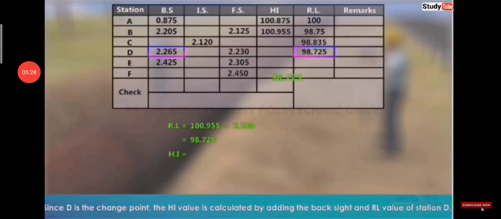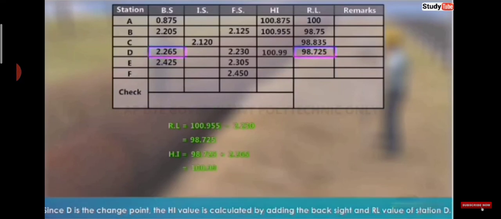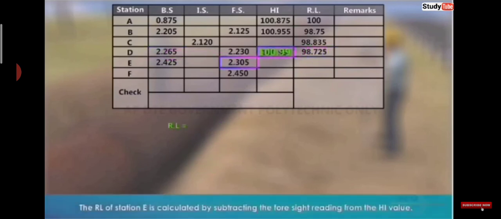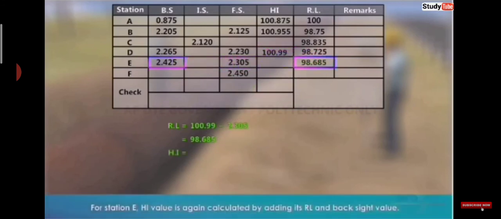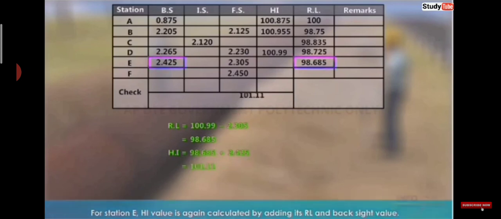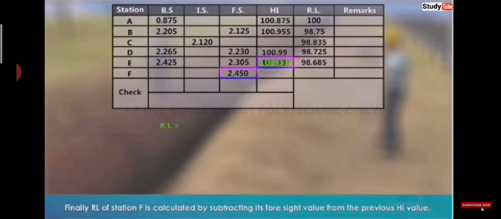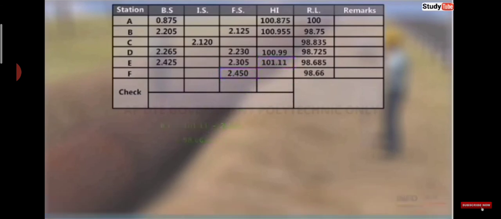Since D is the change point, the HI value is calculated by adding the backside and RL value of station D. The RL of station E is calculated by subtracting the foresight reading from the HI value. For station E, HI value is again calculated by adding its RL and backside value. Finally, RL of station F is calculated by subtracting its foresight value from the previous HI value.